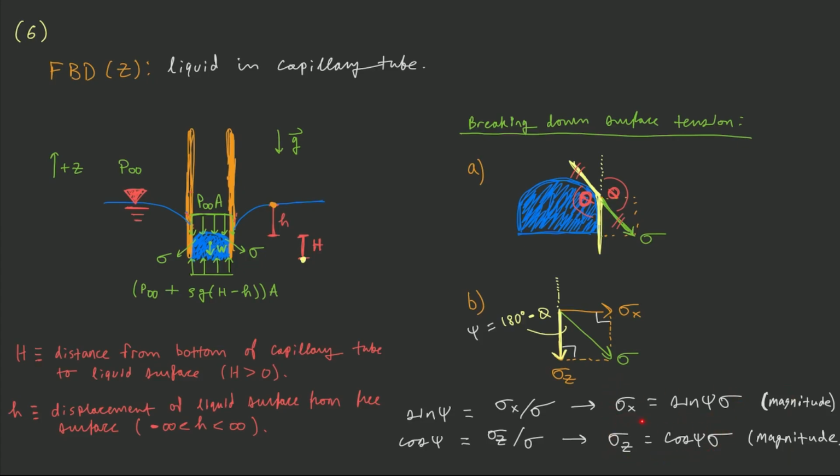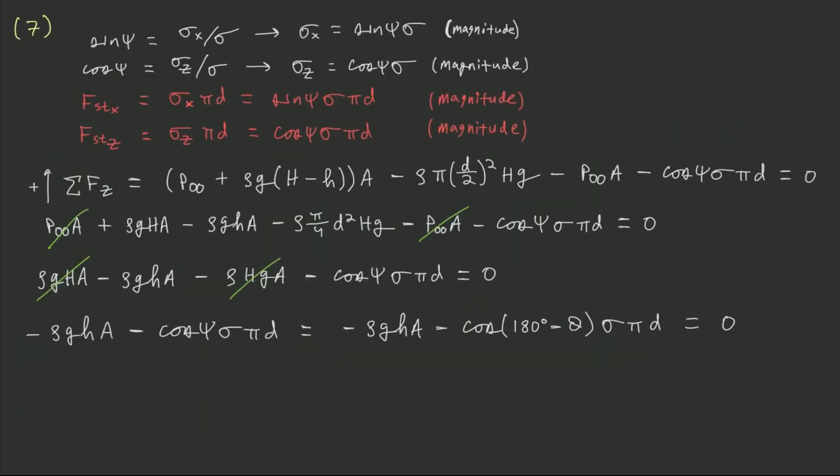The surface tension in X is equal to sine psi times sigma. The surface tension in Z is equal to cosine psi times sigma. So now we're in the same spot that we were in the previous video, where we want to use our surface tension in X and our surface tension in Z to come up with a force due to surface tension in X and a force due to surface tension in Z. We're really only concerned with the force due to surface tension in Z because we have a free body diagram in Z, so we'll just focus in on that.